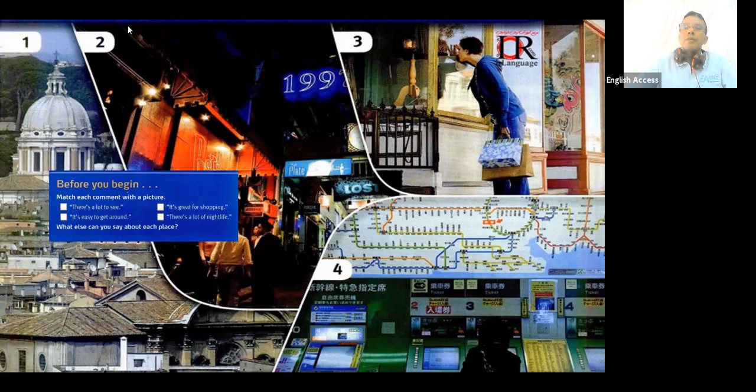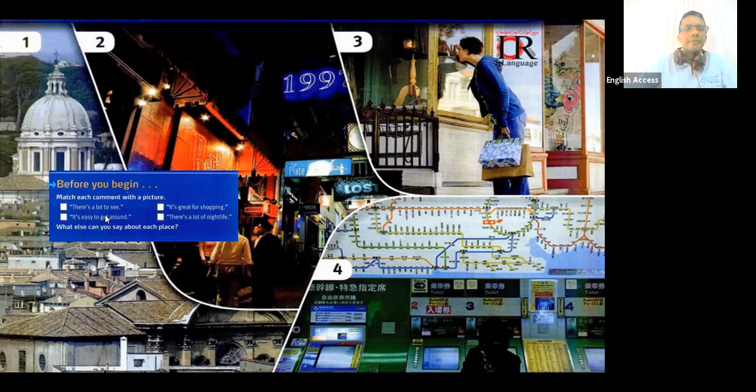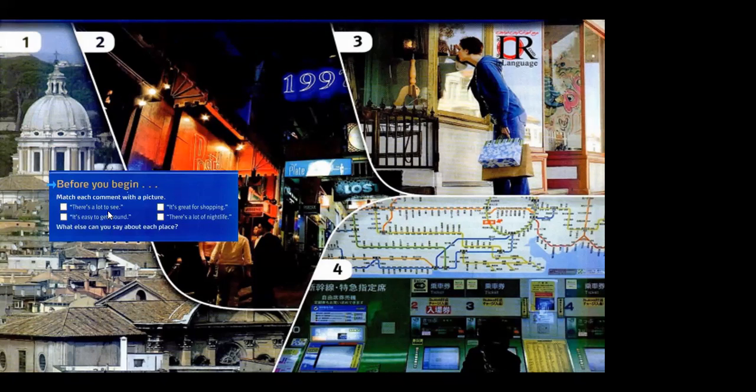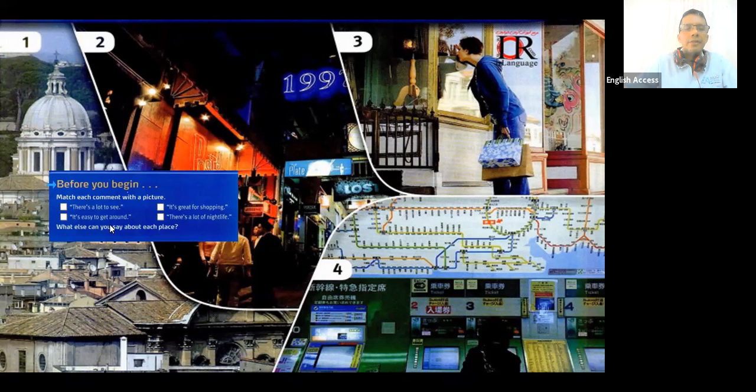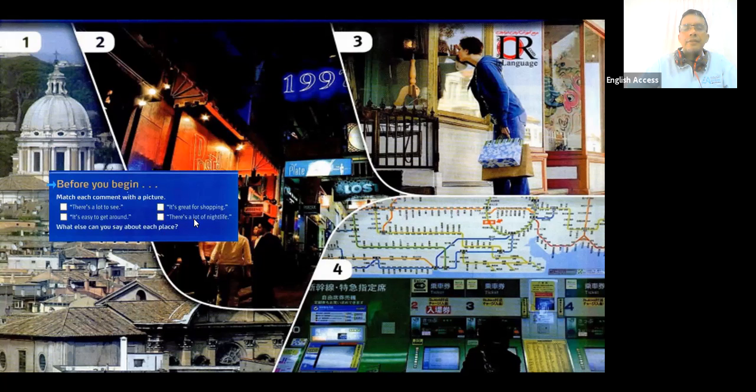Okay, before we begin, Alejandra, can you read here? There's a lot to see. What picture is that? Picture number one. Excellent. It's easy to get around. Number four. Yes. Is great for shopping. Number three. Yes. And there's a lot of nightlife. Number two. Yes, a cafe. Excellent.